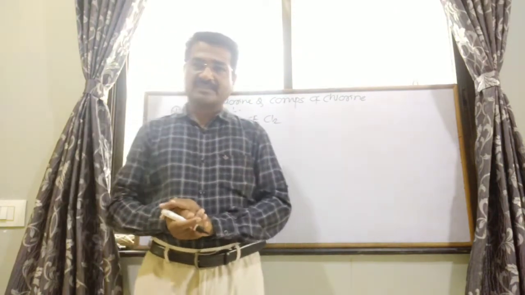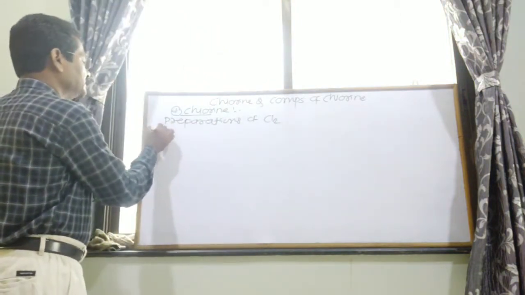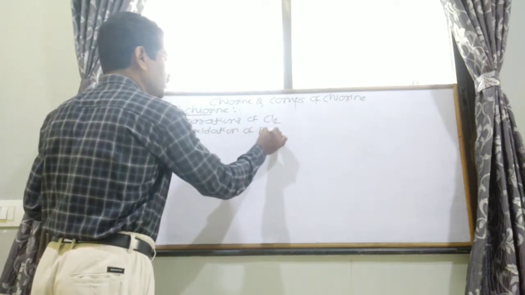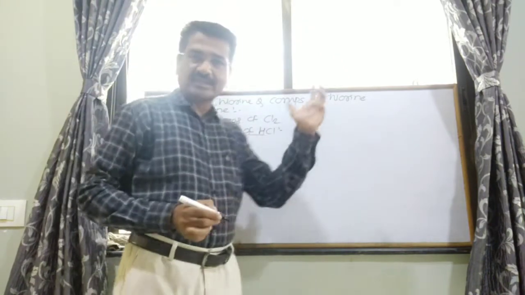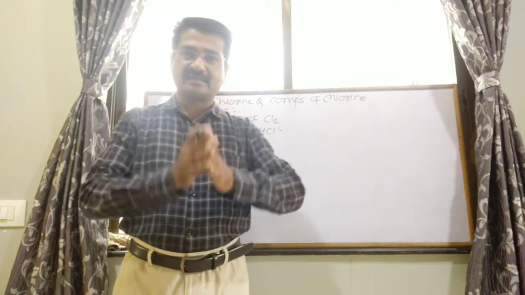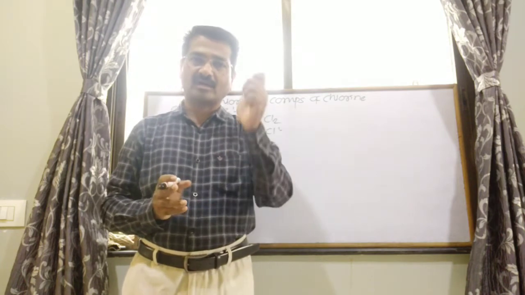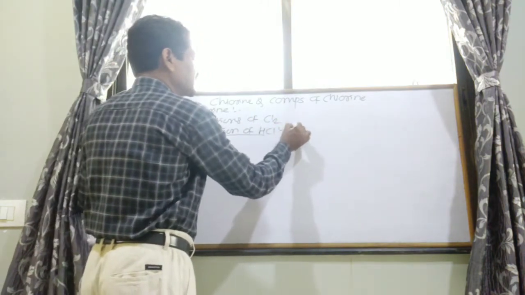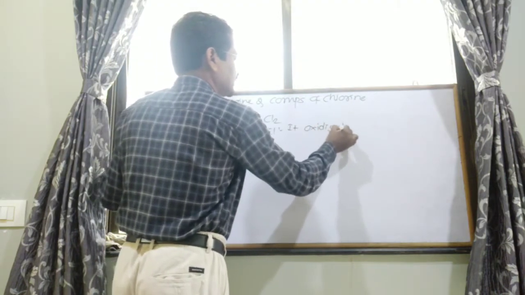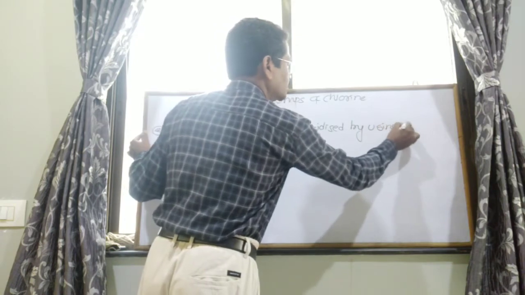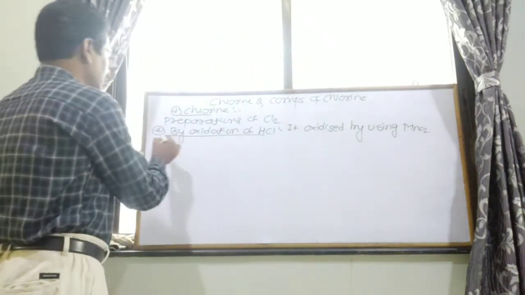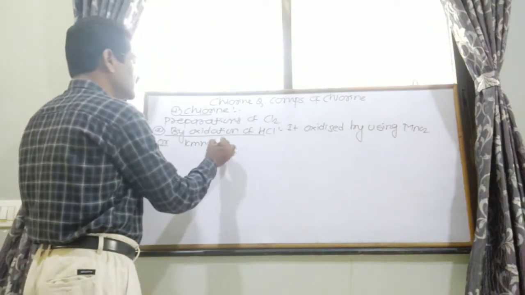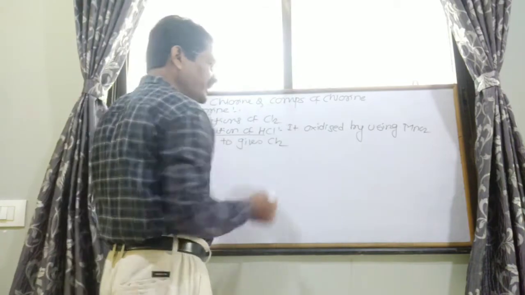Chlorine can be prepared in different ways. The first preparation method is by oxidation of HCl, hydrochloric acid. Whenever hydrochloric acid is oxidized by using MnO2, manganese dioxide, or KMnO4, potassium permanganate, then it gives Cl2, that is chlorine gas.